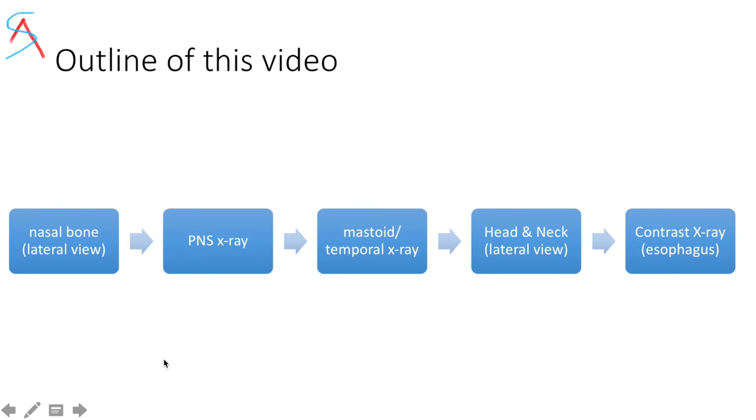So let me tell you what would be the outline for this video. First, we would be looking at nasal bone X-rays, which would be mostly lateral view. Then we'd be looking at paranasal sinus X-rays and the various views to look at paranasal sinuses. Then we will be looking at mastoid and temporal X-rays and different views. Then we'd be looking at head and neck X-rays, mostly all lateral views. And in the end, we'd be looking at some contrast X-rays, which would be of the esophagus.